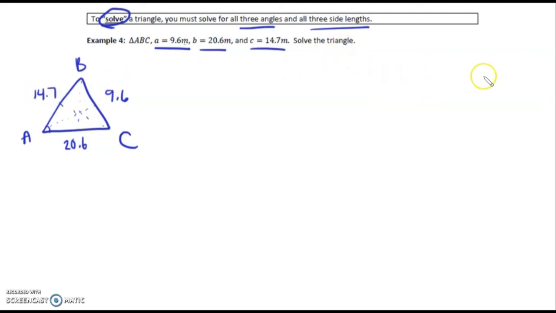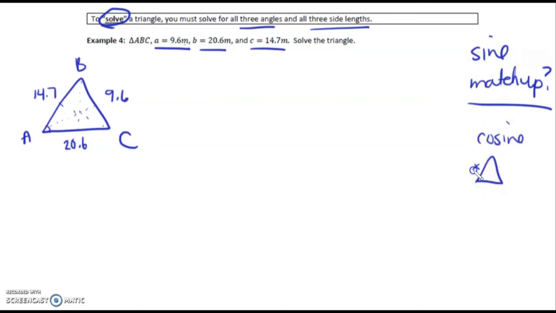Okay, solve the triangle. So again, sine law, do we have a matchup? Well, no, we have no angles. Cosine law, do we have two side lengths and the contained angle, or do we have three side lengths? Oh, we have three side lengths. Happy face. Okay, so we're going to use cosine law, and we're actually solving for an angle. Let's just choose any angle. Let's just do angle A, just for simplicity.